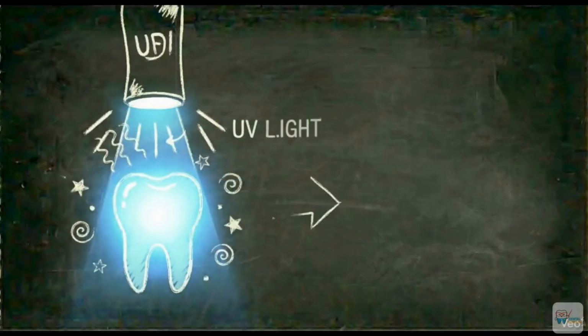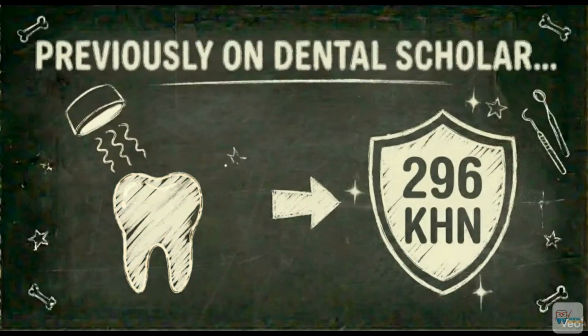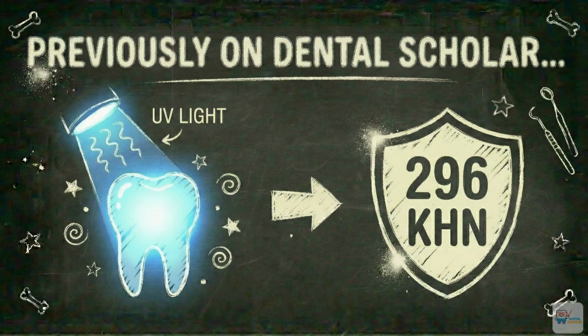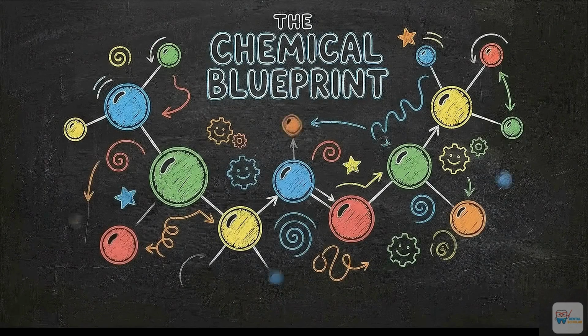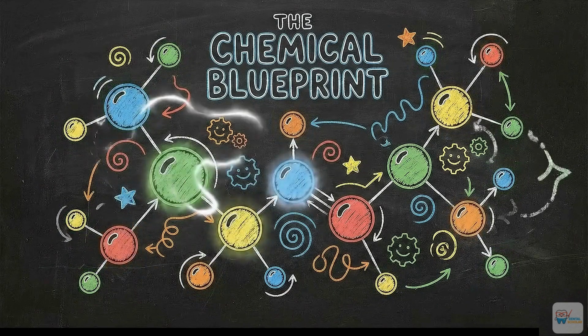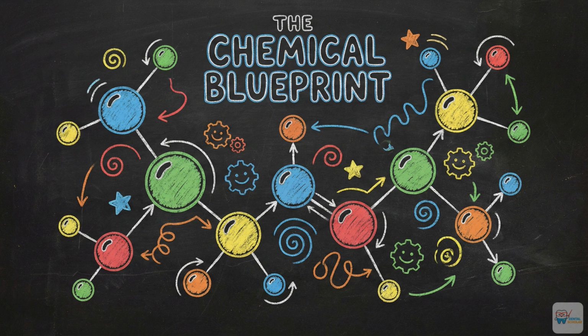Welcome back. In part 1, we explored the personality of enamel, the hardest tissue in the body, known for its brittleness and unique optical properties like fluorescence. But what makes enamel so hard? Today, we zoom in from the macroscopic level all the way down to the molecular level as we crack open enamel to reveal its chemical blueprint.